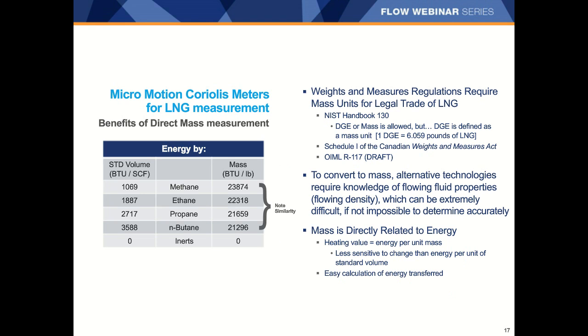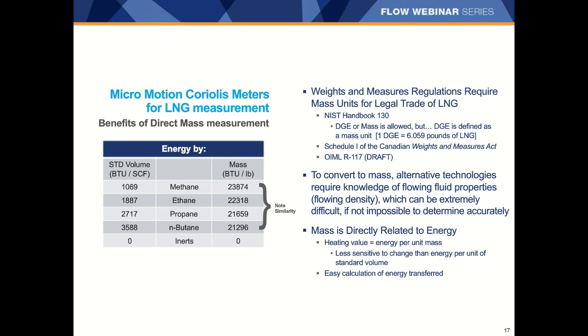Since Coriolis meters measure in mass units directly, they are ideal for measuring LNG in those applications where trade will be in units of mass, such as the applications that will be required to comply with NIST Handbooks 44 and 130, the Canadian Weights and Measures Act, and OIML R117. All three of these regulatory standards require mass units for sale of LNG.